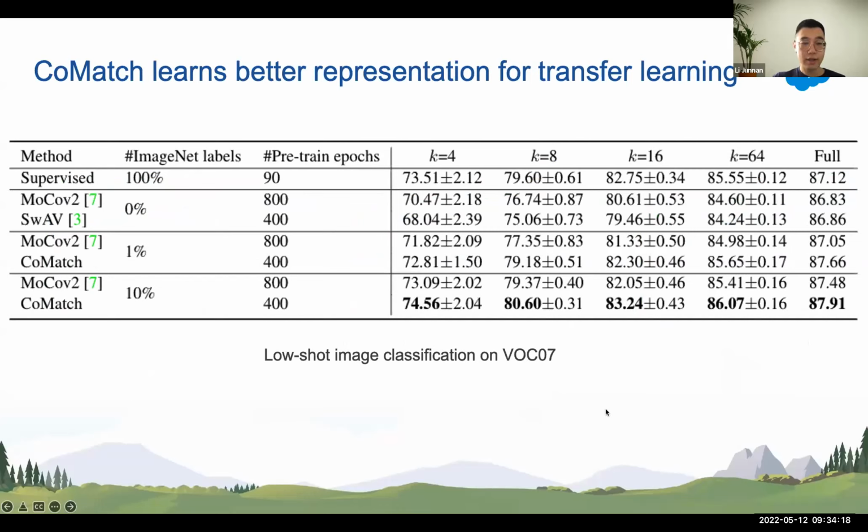And lastly, I'll show that we can actually transfer this model learned by CoMatch to downstream tasks. So here we tested on the VOC data set again, which is a low-shot classification. And if we compare with MoCo or SwAV, which are the state-of-the-art self-supervised methods, we can see that using labeled data with CoMatch enables better representation learning for this transfer. Okay, so that's all about the second work on semi-supervised learning. Any questions?